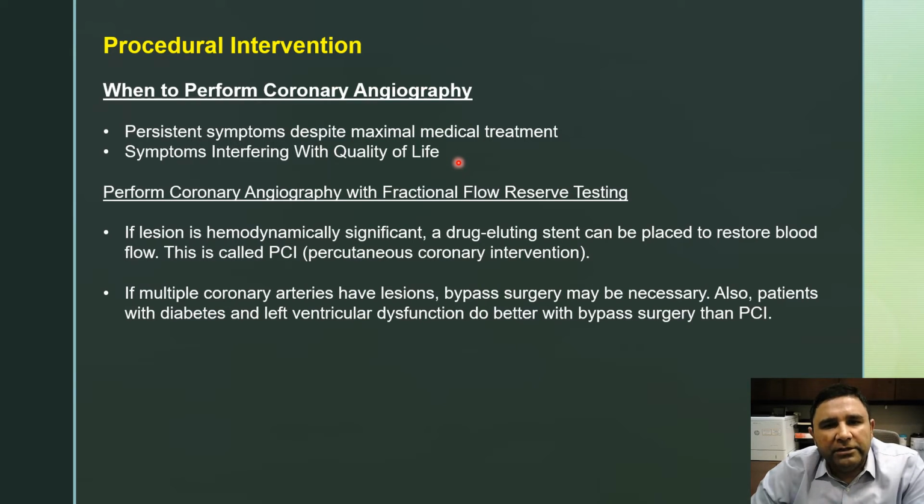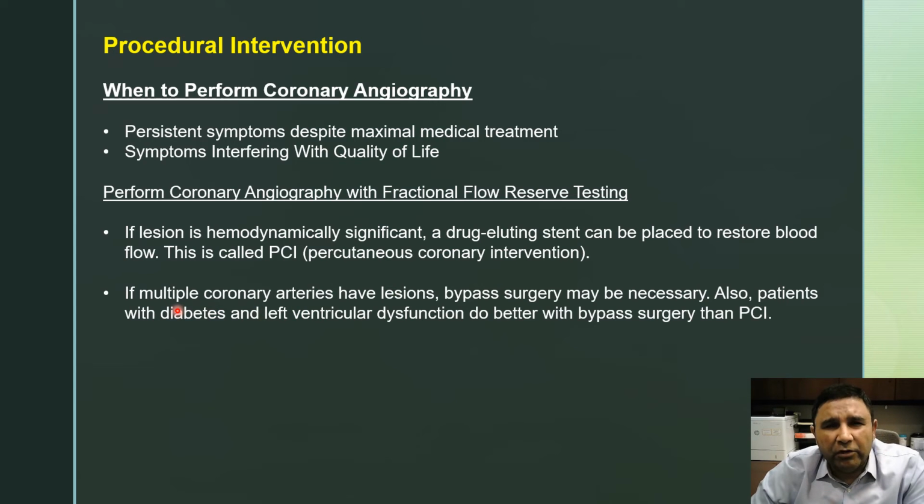And so the cardiologist is going to perform a coronary angiography, and what they're going to do is that they're going to do a fractional flow reserve testing. So after they have done the fractional flow reserve testing, if they determine that the lesion is hemodynamically significant, then at that stage, the cardiologist can place a drug-eluting stent, open the lumen of the artery and restore the blood flow. And so this procedure is called PCI, or percutaneous coronary intervention.